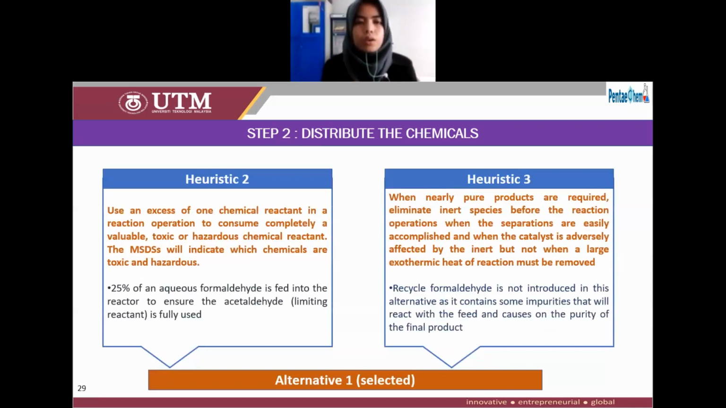So how we are going to select which alternative is the best is by considering these 2 heuristics. Heuristic 2 says use an excess of 1 chemical reactant in a reaction operation to consume completely the other available chemical. So alternatives 1 and 2 say 25 of aqueous formaldehyde is fed to the reactor to ensure full use of acetaldehyde. And heuristic 3 says when nearly pure product is formed, eliminate the inert species. This heuristic complies with alternative 1 as it has no recycled formaldehyde introduced, because that contains some impurities and may affect the purity of the final product. As a conclusion, alternative 1 is selected because it complies with heuristic 2 and heuristic 3.